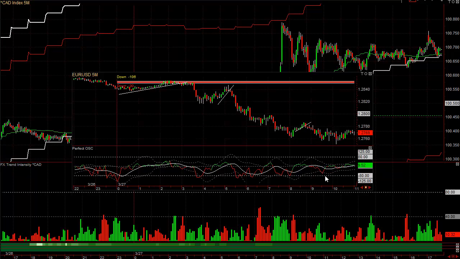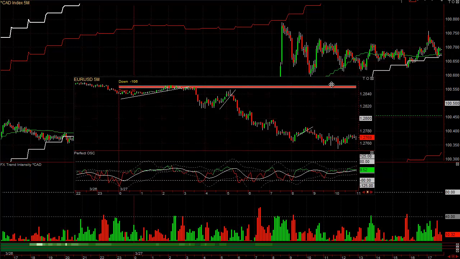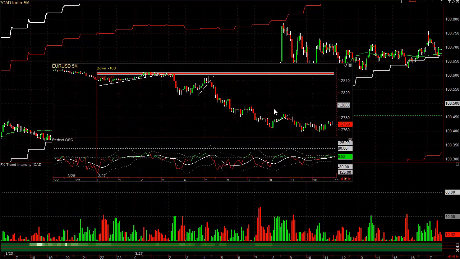Notice it's really close to the low extreme. It's at the lower Bollinger Band. It's telling you to get out of the trade, and guess what? It goes sideways to up after that. So you better obey the Perfect Oscillator if you don't want to lose your money. Let's take a look at some of the other ones.